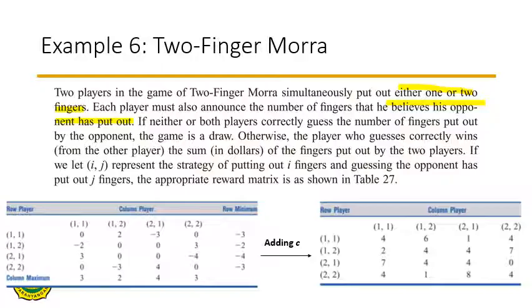And this is the reward matrix for this game. So let's say if neither or both players correctly guess the number of fingers, then the game is a draw. So here 1-1 means the row player puts out one finger and says that his opponent will put out one finger. At the same time, the column player actually puts out one finger, and he also guesses that the row player will put out one finger. In this case, both players are correct, so the reward is 0.